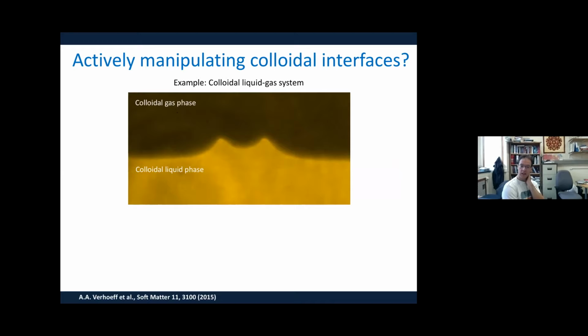And this is literally a Friday afternoon experiment where we bring these two laser spots together to get one perturbation of the interface. And from the shape of that interface perturbation, you can get the interfacial tension. And in a second, I'm letting go, switching off the trap, and then the interface will relax. Then you can measure the capillary time and you can get the viscosity. So you can really measure interfacial properties from actively manipulating the interface. Now, the example I showed you here was a colloid polymer mixture, so a colloidal liquid gas system.